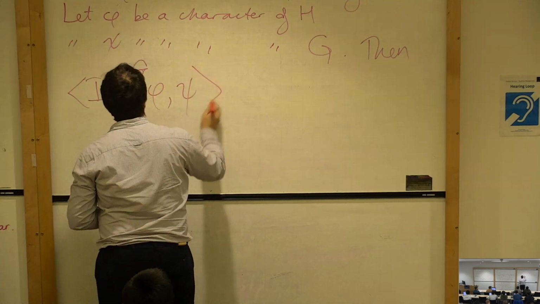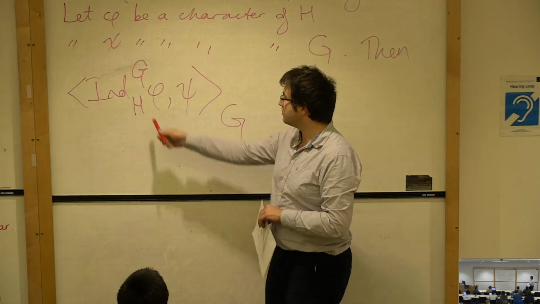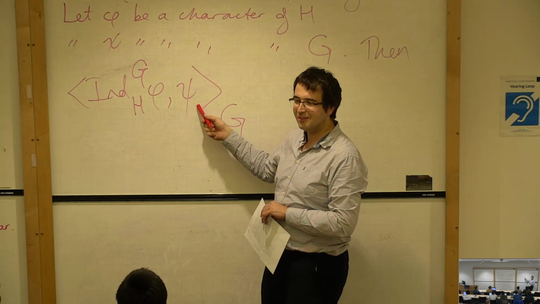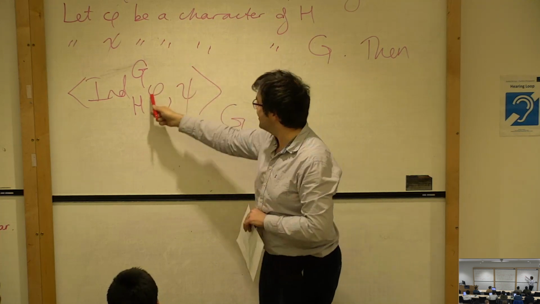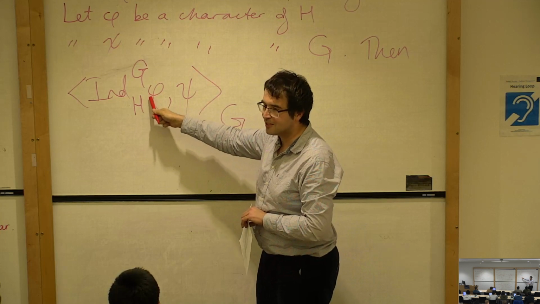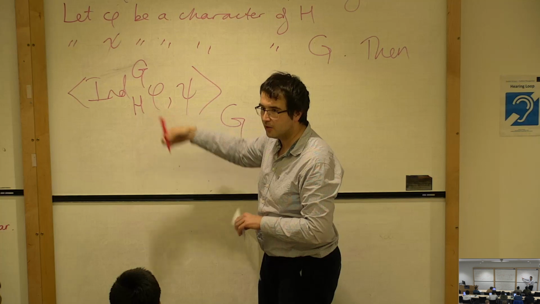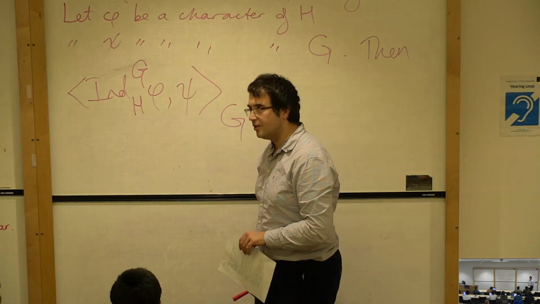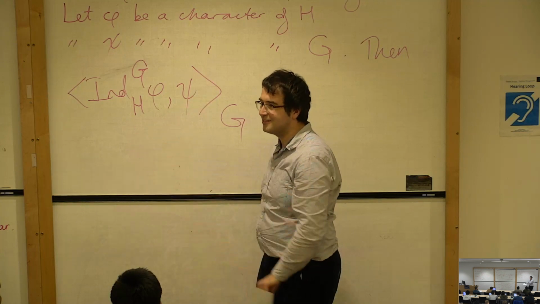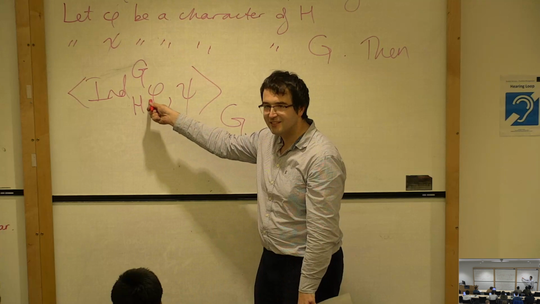It's not just a slogan, but actually true. Okay, is it clear what this means? No? Phi was a character of H. Therefore, it was the trace function of some representation of H, some KH module. I induced it to a representation of G, called Ind_H^G of the carrying space. I took its trace. That's what this is.